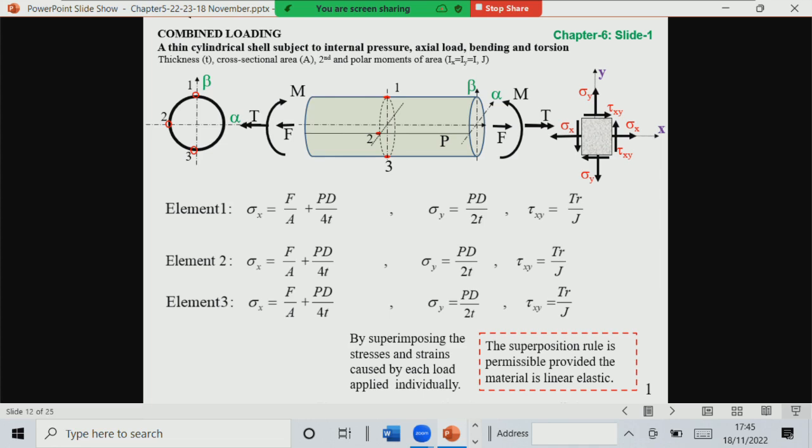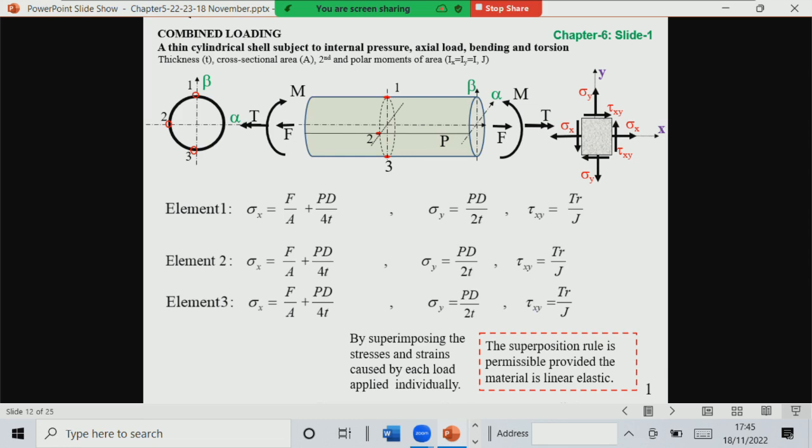Now point one is on the compression side or tension side? Compression, raise your hand. The top side? The top side is compression. I said raise your hand, yeah? Yes. Okay. So the top one is compression. That's my fault. Everyone, I'm sorry about this.